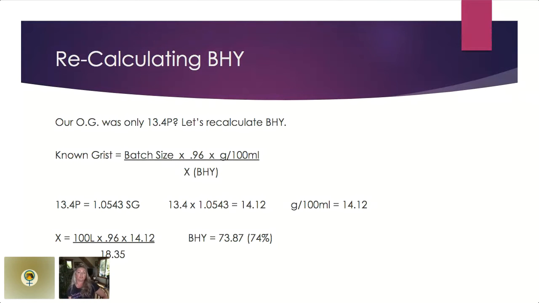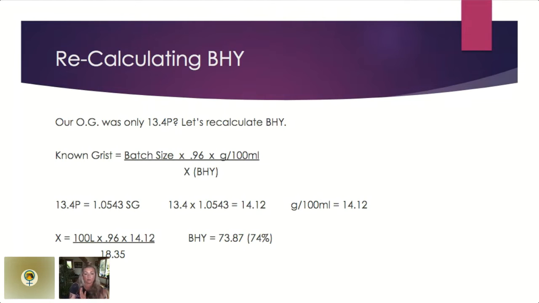So you can even do this with your last brew batch to kind of say like, okay, this is my working yield. And if you go back enough brews, you can get a much clearer example of what this is going to look like. So the known grist load in this case was 18.35, and our batch size was 100 liters. We're forgetting the target on this one. We're using the actual original gravity that we came out with. So even though we were targeting 13.6, we got 13.4.